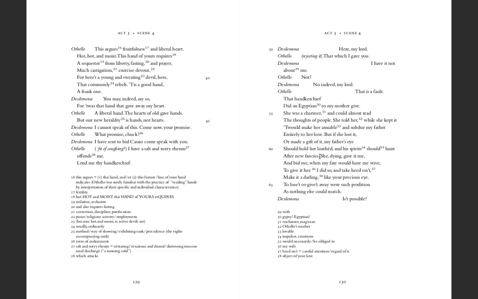So he says, look, this handkerchief was given to my mother by an Egyptian sorceress, and it had magic in it, and this woman who gave it to my mother told her that as long as she kept hold of it, then my father would stay in love with her. But at the same time, if she ever lost it, then my father would fall out of love with her.